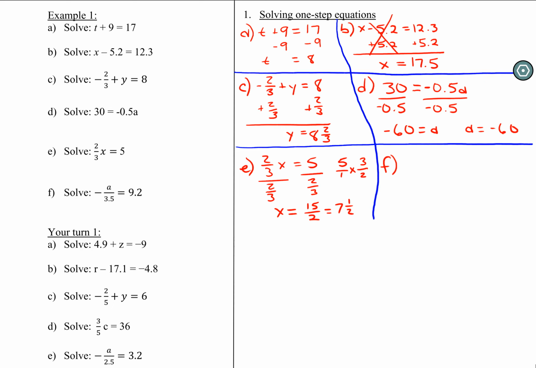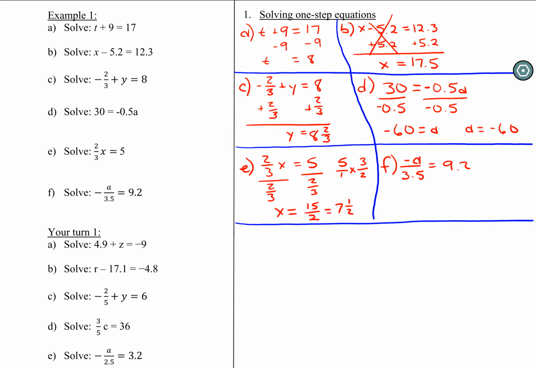We have negative a over 3.5 is equal to 9.2. Notice again I'm keeping the negative sign in the numerator, but also realize here that we have a negative and a 3.5 to get rid of.